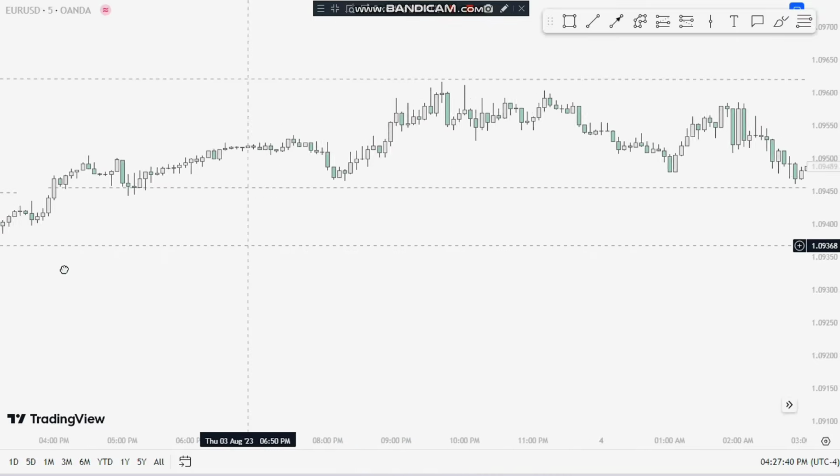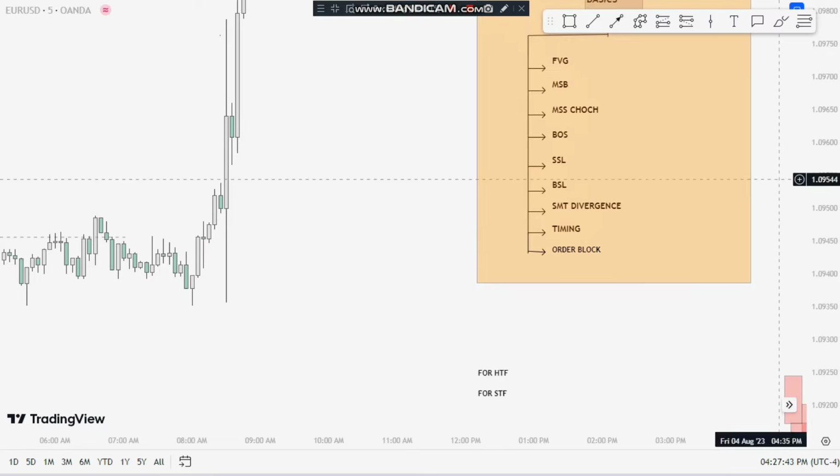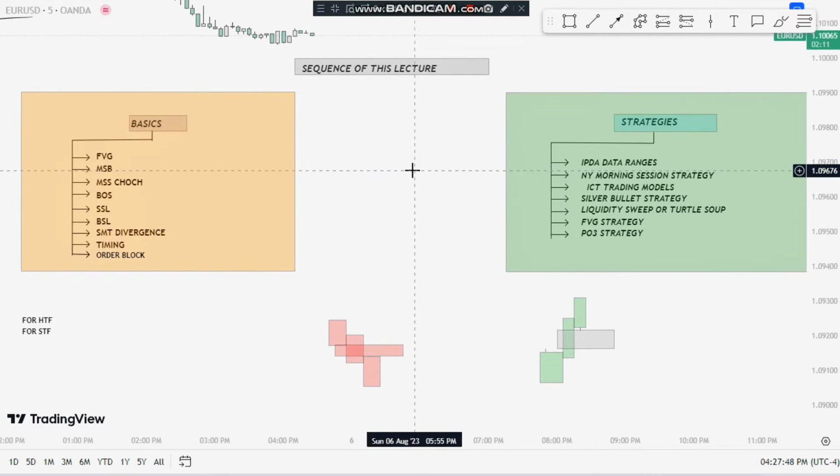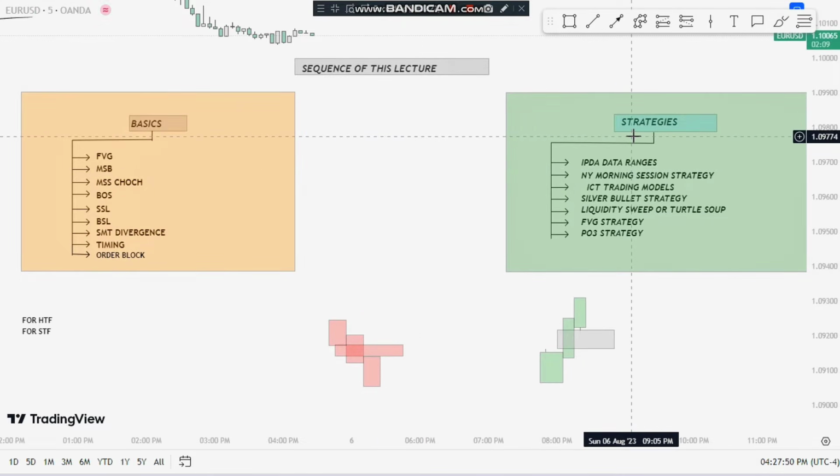So these were all the basics, all the terminologies that we will be using in these strategies. In strategies, the first thing is always IPDA ranges. Whatever strategy you are using, you have to draw IPDA data ranges for yourself. Without these ranges, you cannot predict the liquidity levels, the support, or the resistance. So in each one of these strategies, you have to draw IPDA data ranges. Next, I will discuss IPDA data ranges.